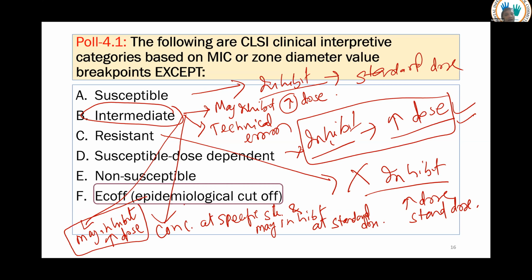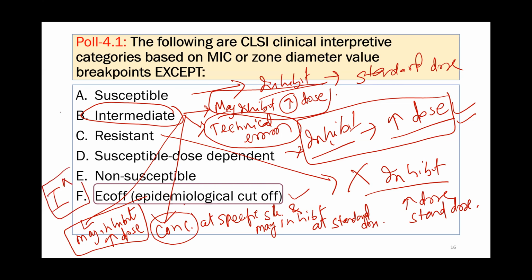In intermediate, there are four different meanings. First meaning is it may inhibit in increased dose, but there are not enough studies to guarantee. Second meaning is it may be a technical error also. The third meaning is it may be concentrated at a specific site, and for that, in 2021 CLSI has come up with a symbol called the I caret sign. This type of symbol is called the I caret symbol.